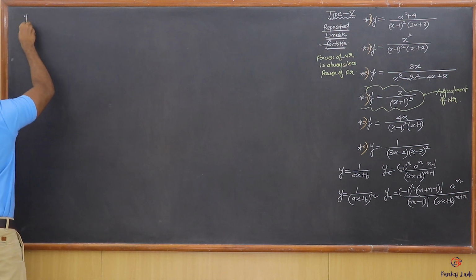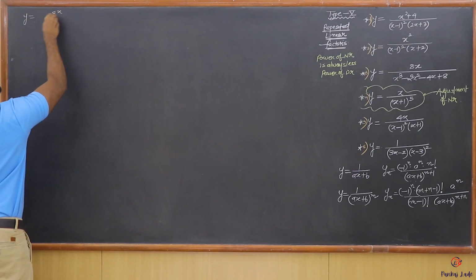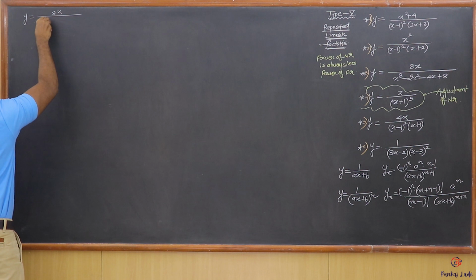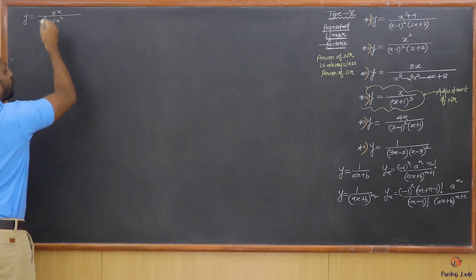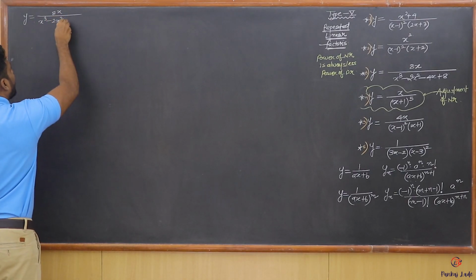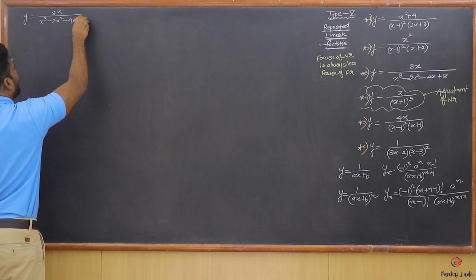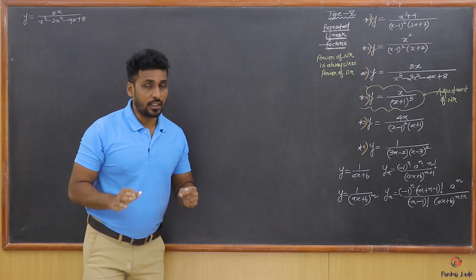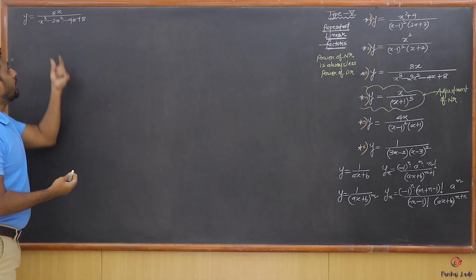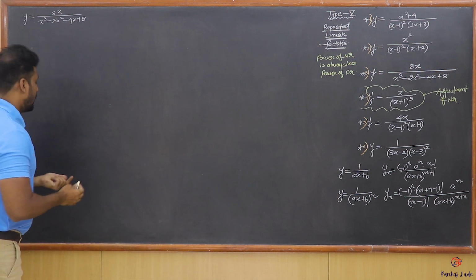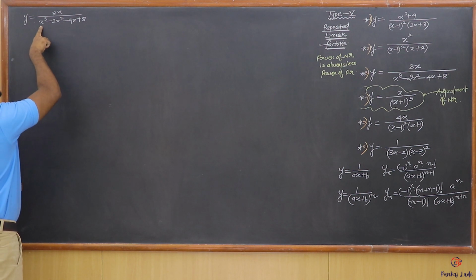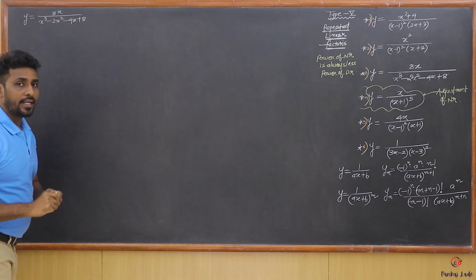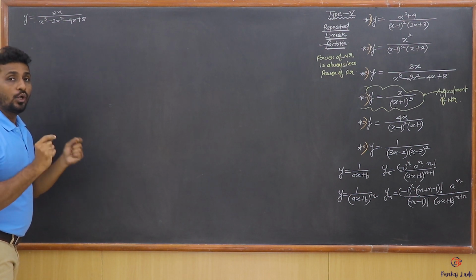We have y is equal to 8x, that's the numerator, upon x cube minus 2x square minus 4x plus 8. Now, we know we need to first of all perform synthetic division, isn't it? So, let's do synthetic division to get the factors of the denominator. Now, you can observe x cube minus 2x square minus 4x plus 8. I'm going to put x as 1. Let's see what happens if I put x equal to 1.